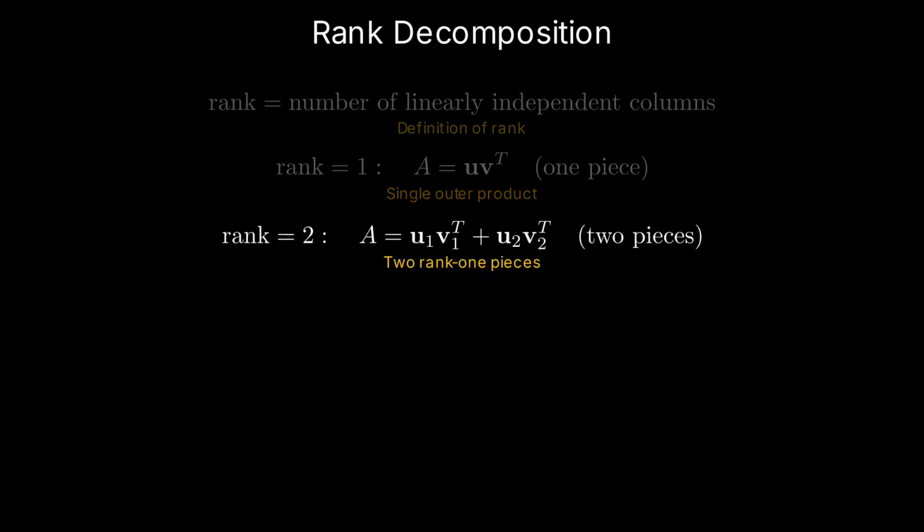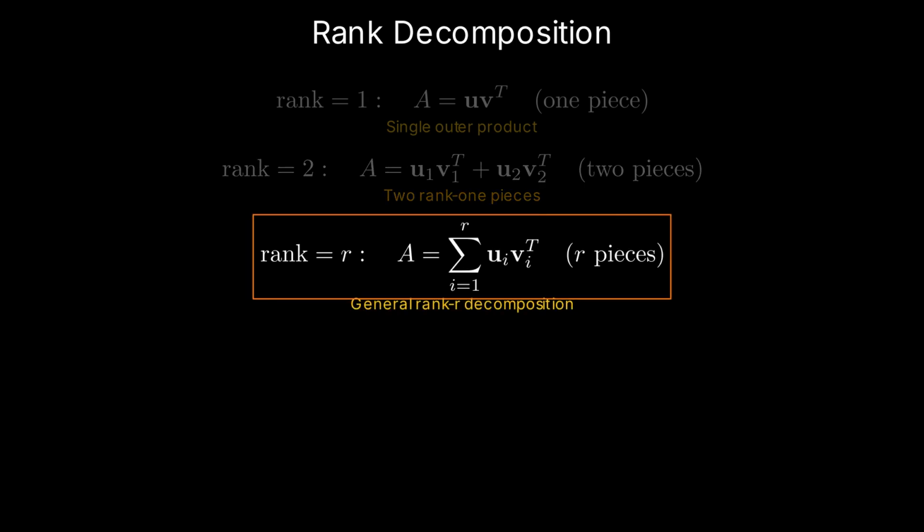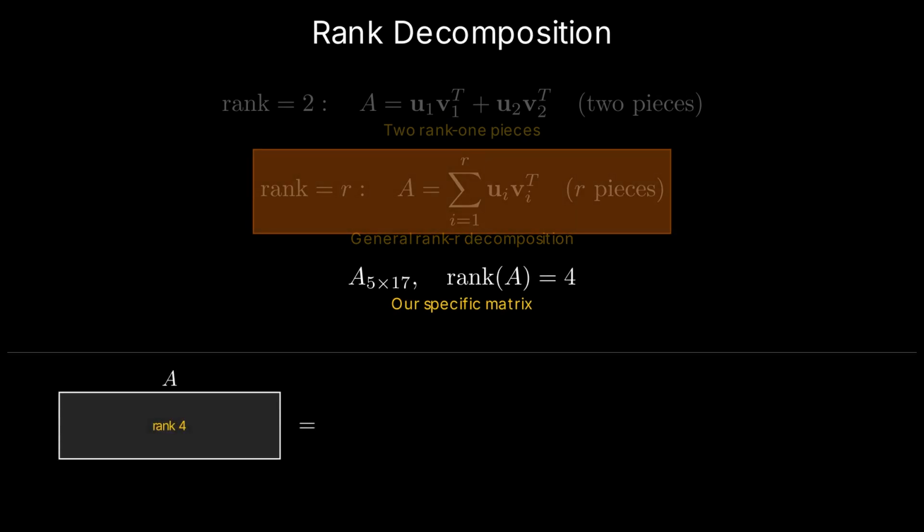If the rank equals 2, the matrix decomposes into exactly 2 rank 1 pieces, and more generally, if the rank equals R, the matrix decomposes into exactly R rank 1 pieces. Now return to our 5 by 17 matrix from the opening. It has rank 4.